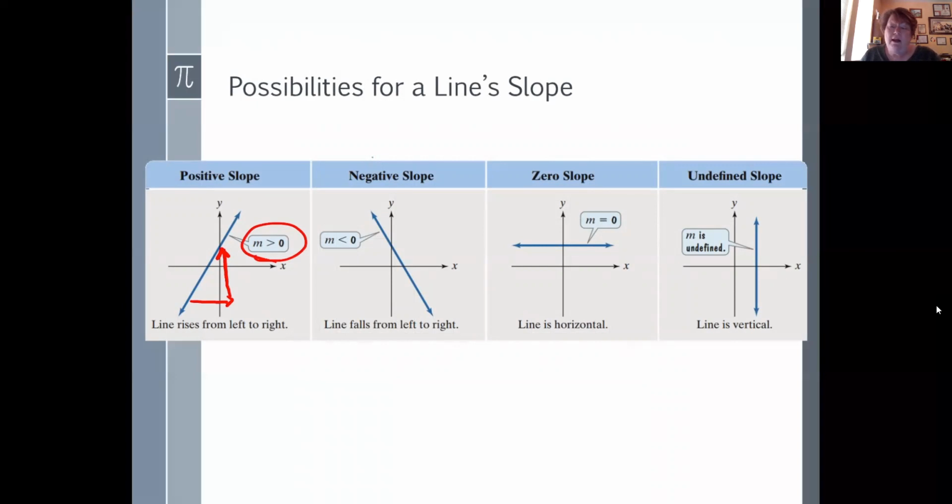The slope is negative, and we designate that by saying that m is less than 0. Numbers that are less than 0 are to the left of 0 on the number line, and those are the negative numbers. If the slope is negative, that means that the line falls from left to right. So to get from one point to the other, I have to go down and to the right. So that would mean that the rise is negative, the run is positive, the slope would be negative.